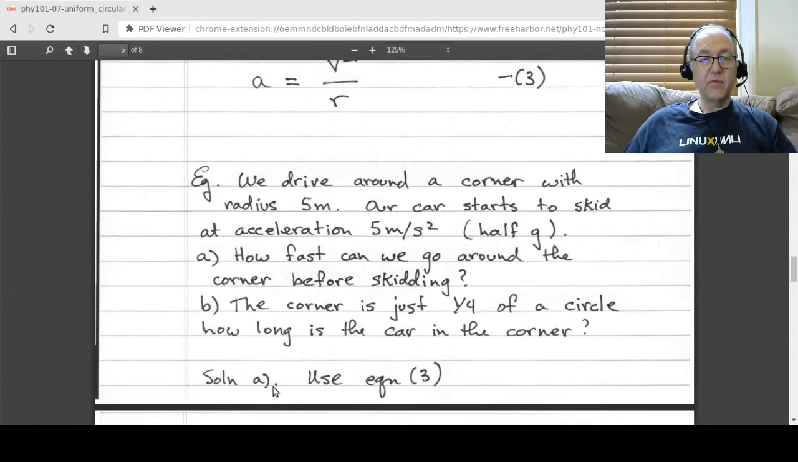So the solution to part A: what did I give you? I gave you the radius r, and I gave you the acceleration a, and I don't give you any information about the period. In fact, in part B, I'm asking for the period indirectly. I'm asking for 1/4 of the period, but to get that, you need the period.